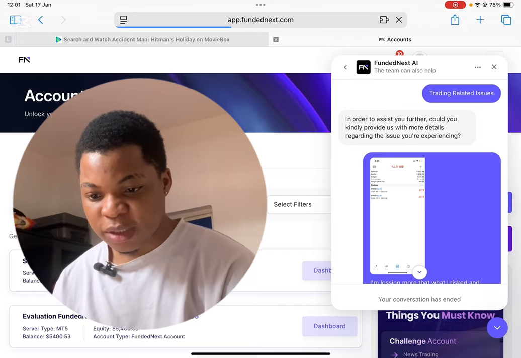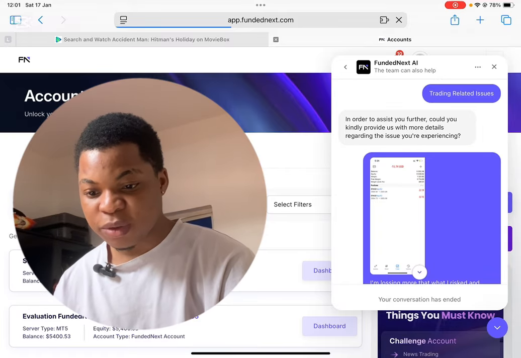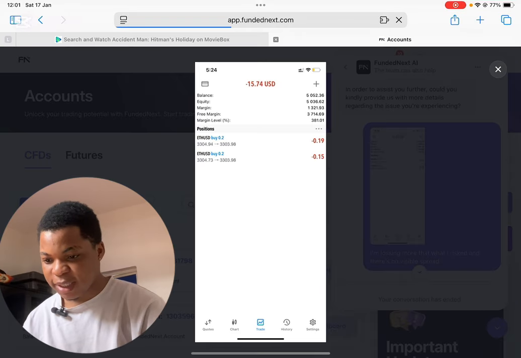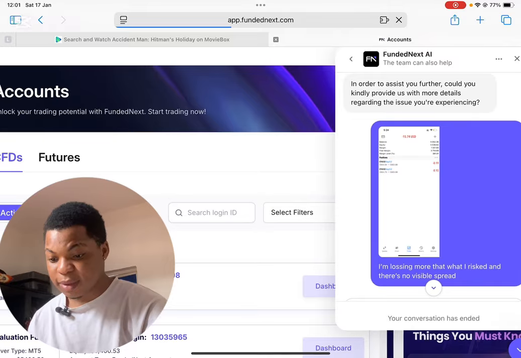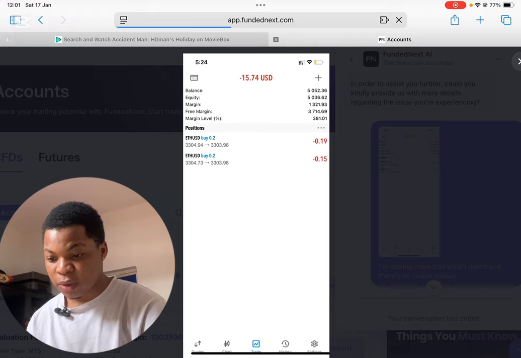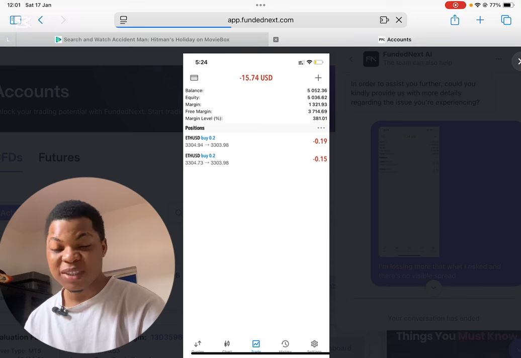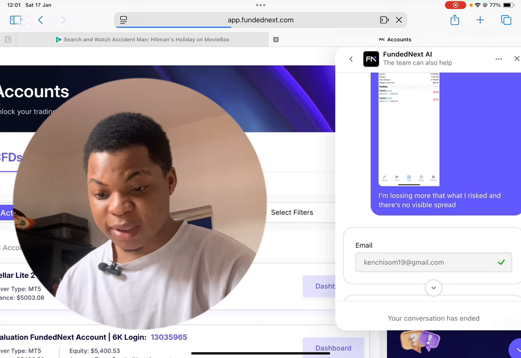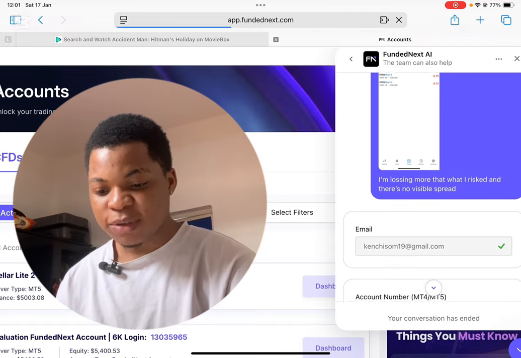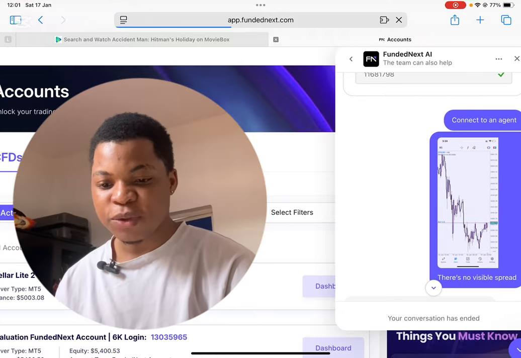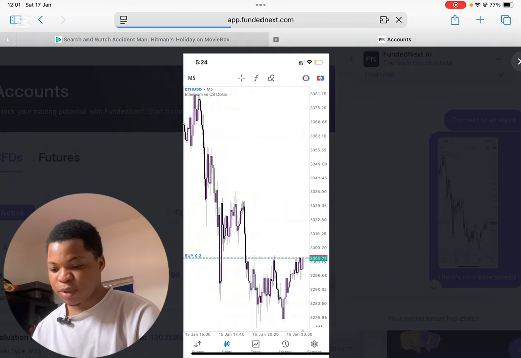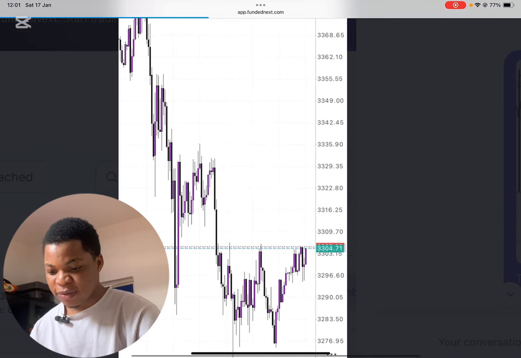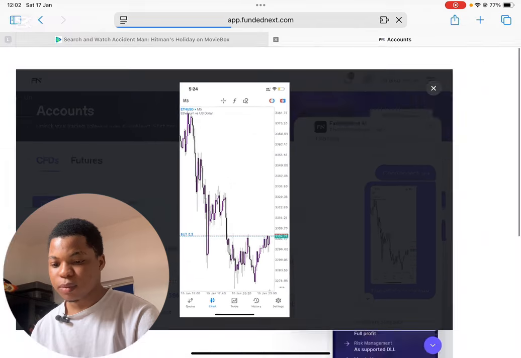They said, in order to assist you further, could you please provide more detail regarding the issue you are experiencing? So I sent them these screenshots. As you can see, I was losing not even up to $1, but I'm seeing minus 15.74. This was why I said I'm losing more than what I risk, and there's no visible spread. So I sent them the chart again so they could see there's no possible spread. As you can see, this was a very tight spread.